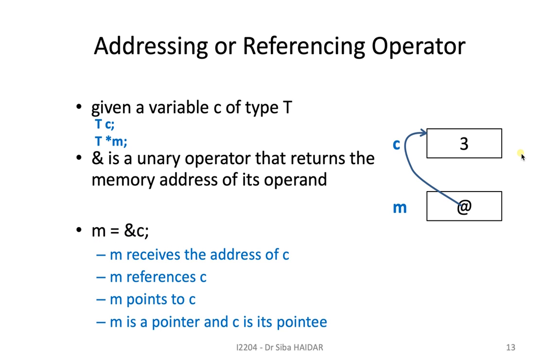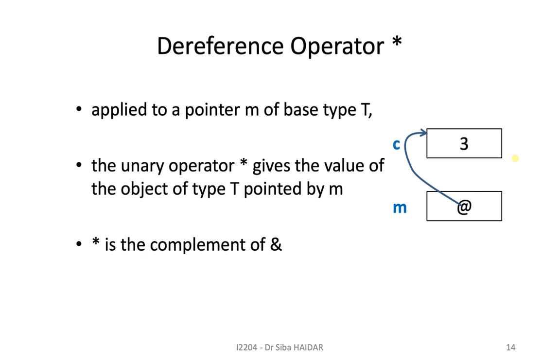So we can deduce that if c is of type t, in order to be able to point to c, m must be of base type t. The dereference operator asterisk is applied to a pointer m of base type t. The unary operator asterisk gives the value of the object of type t pointed to by m. So here, if m is a pointer and the object pointed to by m is c, the unary operator asterisk, when applied to m, will give us the value of c.